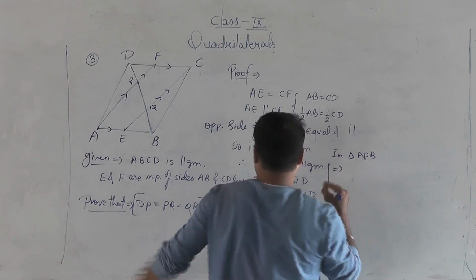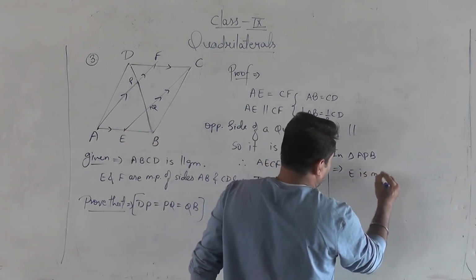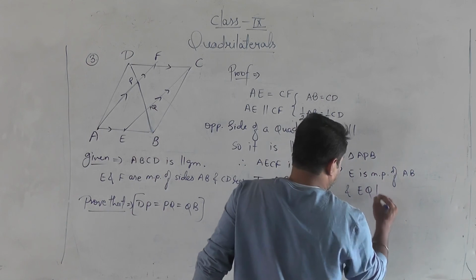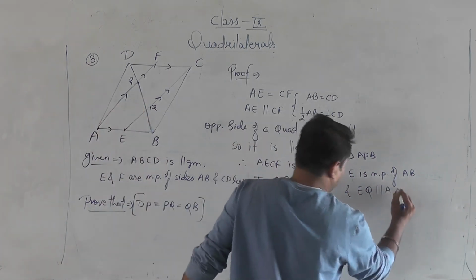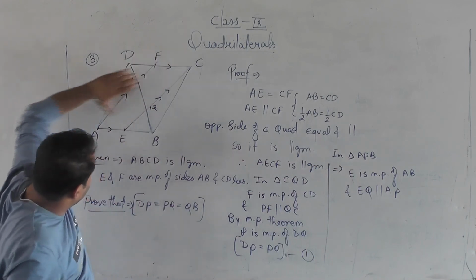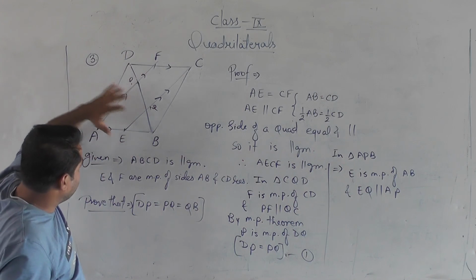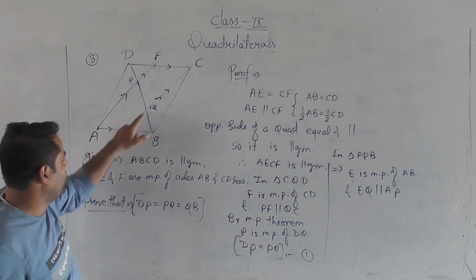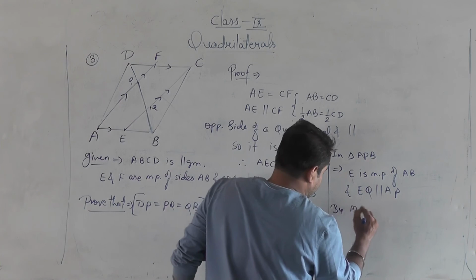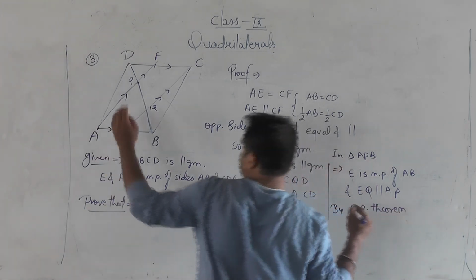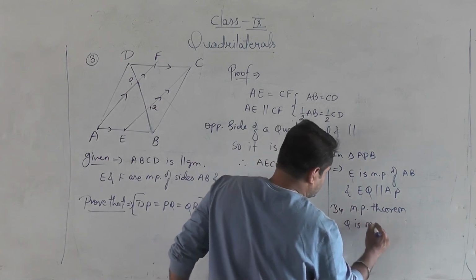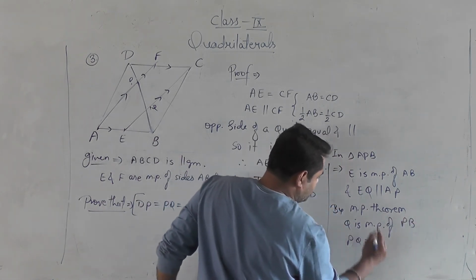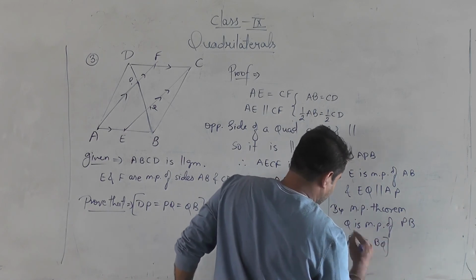In APB, E is the midpoint of AB, and this EQ is parallel to this AP. Again, the part of the parallel lines of the parallelogram's opposite sides. Since they are parallel, the part of the line will also be parallel. So these two lines are parallel, and it originated from a midpoint. So by the midpoint theorem again, we can say that Q is the midpoint of PB. And since it is the midpoint, PQ becomes equal to QB. Okay, this is result 2.